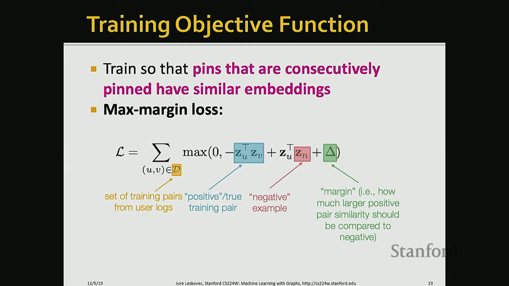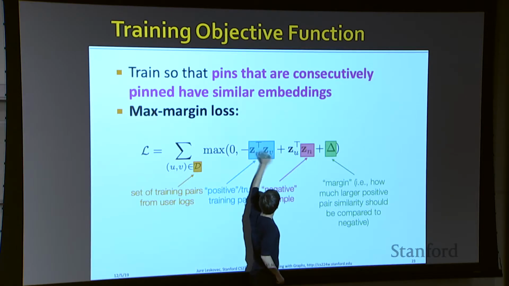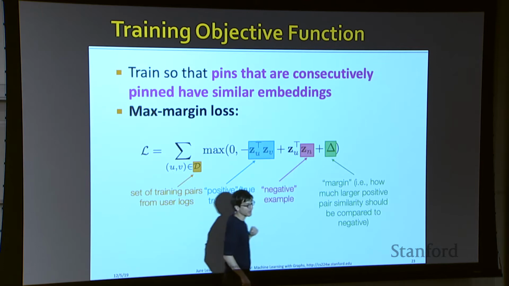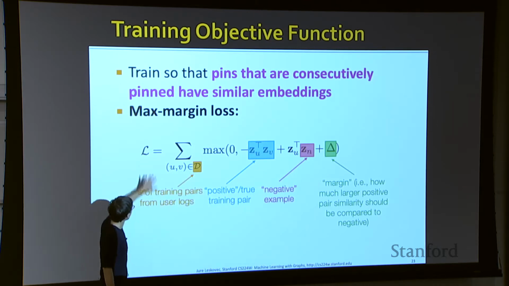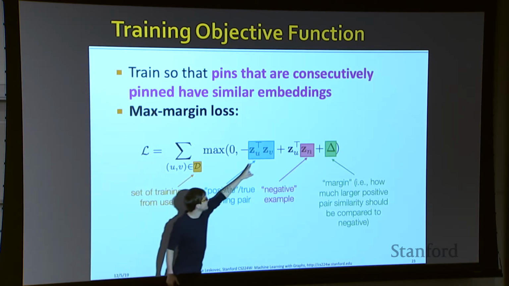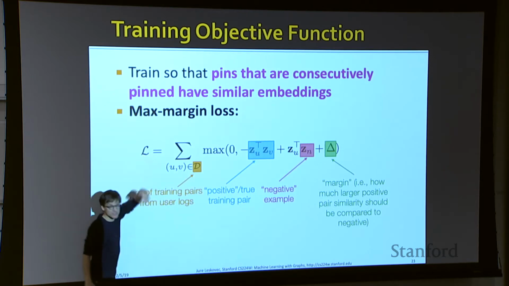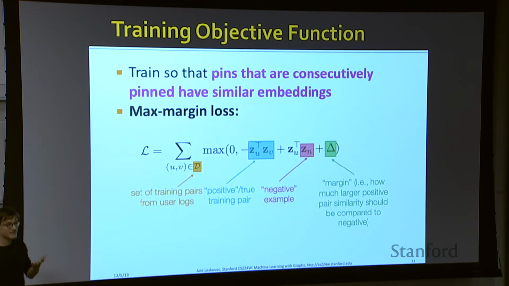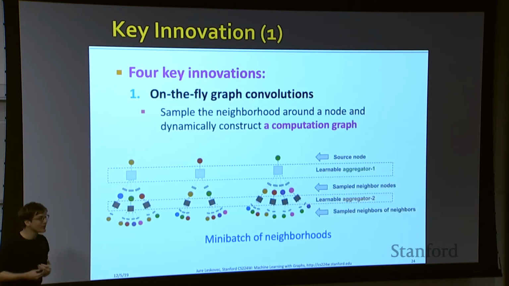And this is called the max margin loss. The reason why it's called the max margin is because I have this delta term here, and this tells me how much more similar is the positive pair versus the negative pair. And I want to select the embedding Z in such a way that this loss is minimized. That's what I want to do. Okay, so now how do I do this?